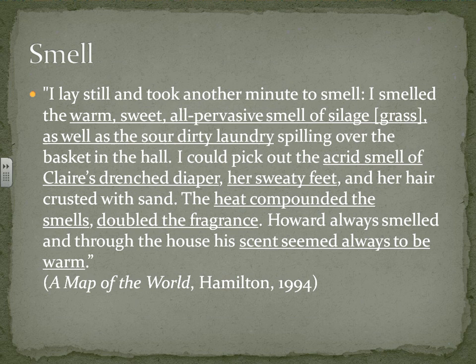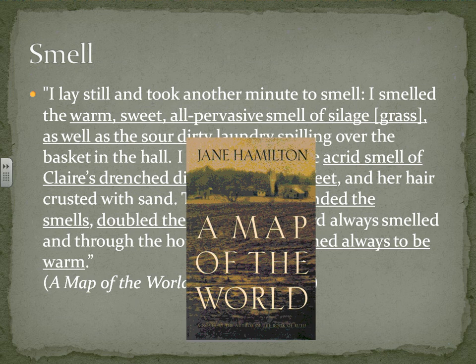So in this book, A Map of the World, again, you have this idea of someone just laying there and they're kind of just smelling what the house smells like around them. You can assume that it's hot outside because there's sweat and sour, dirty laundry, and it's probably summer because there's the smell of grass. But if you're reading this, again, the author uses this really vivid, descriptive language to get you to really smell something. And you can almost smell it, can't you? It doesn't seem like it would smell very good.